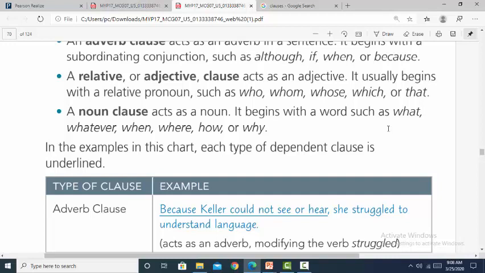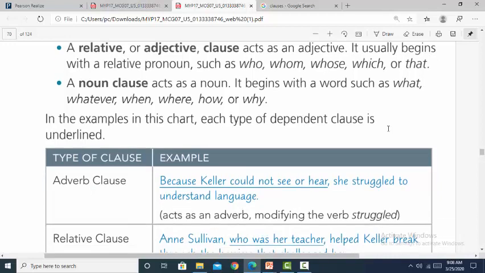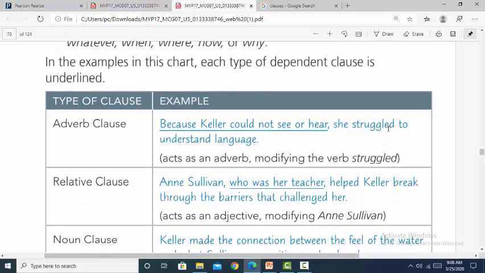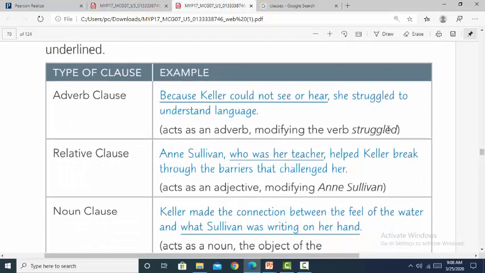The second one, relative or adjective clause, acts as an adjective, and it usually begins with a relative pronoun such as who, whom, whose, which, or that. Like this example. Anne Sullivan, who was her teacher, helped Killer break through the barriers that challenged her. So, who was her teacher acts as an adjective and gives more details about Anne Sullivan.